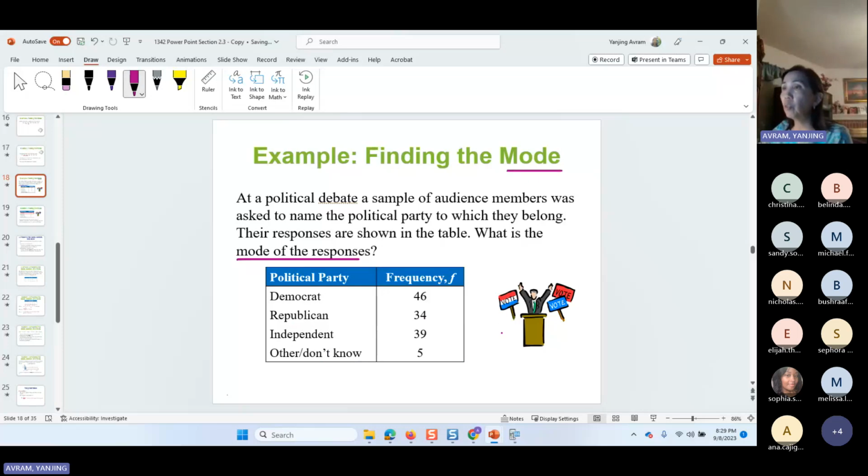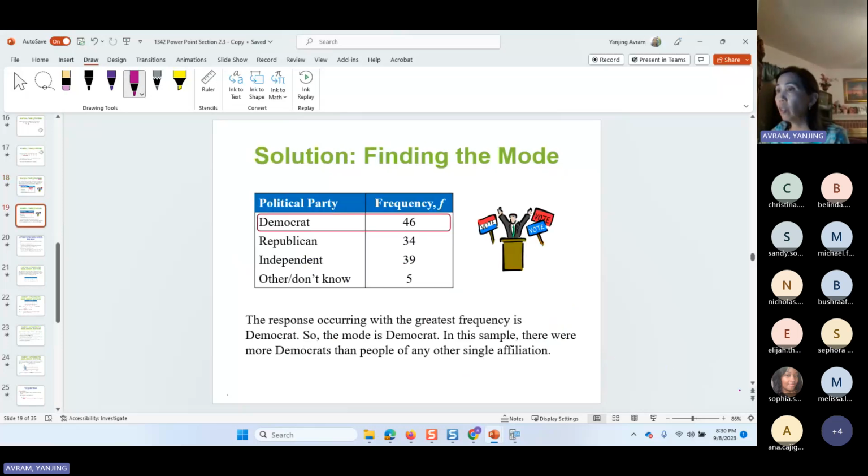Well, we said the mode should be the most frequent one, right? So which one is the most frequent one? We have the highest frequency here is Democrat, all right? So Democrat is the mode in here, okay? Because that's 46.